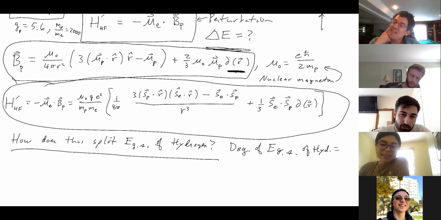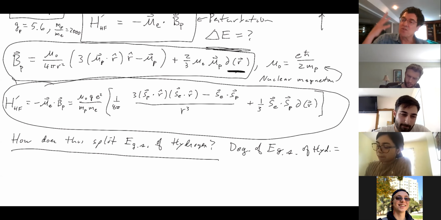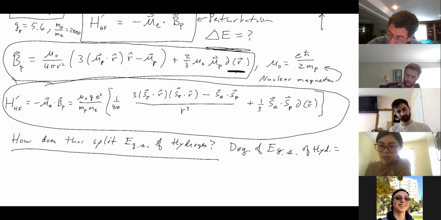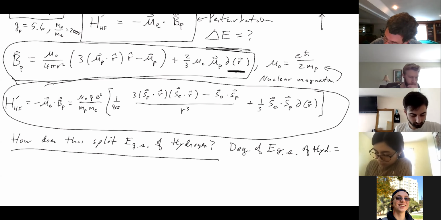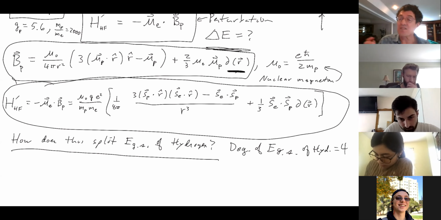Are we missing the proton spin? And how many proton spin states are there? 2. Okay, so what's the total degeneracy of hydrogen? 4. Right. Because if we include the proton spin, there's 4. So the degeneracy is 4. And so that's what we're talking about.